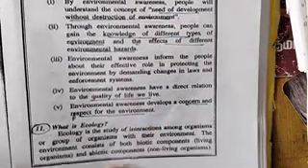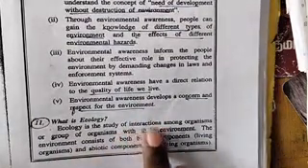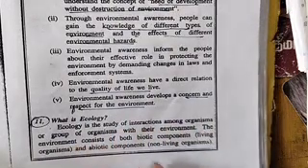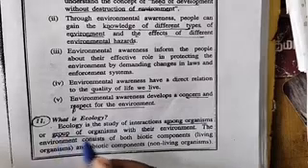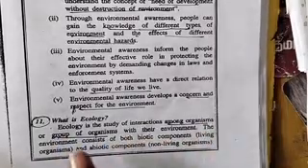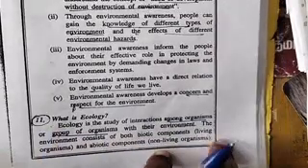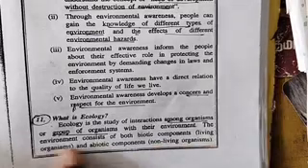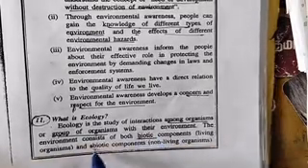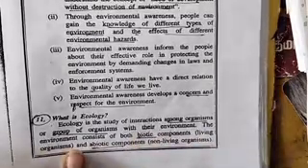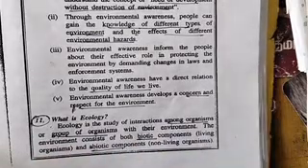Next, what is ecology? Ecology is the study of interaction among organisms or groups of organisms with their environment. The environment consists of both biotic components and abiotic components. Biotic is living, abiotic is non-living.